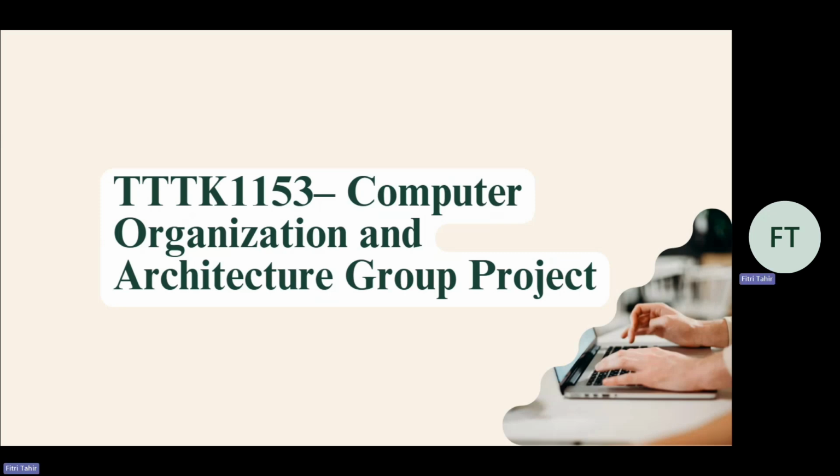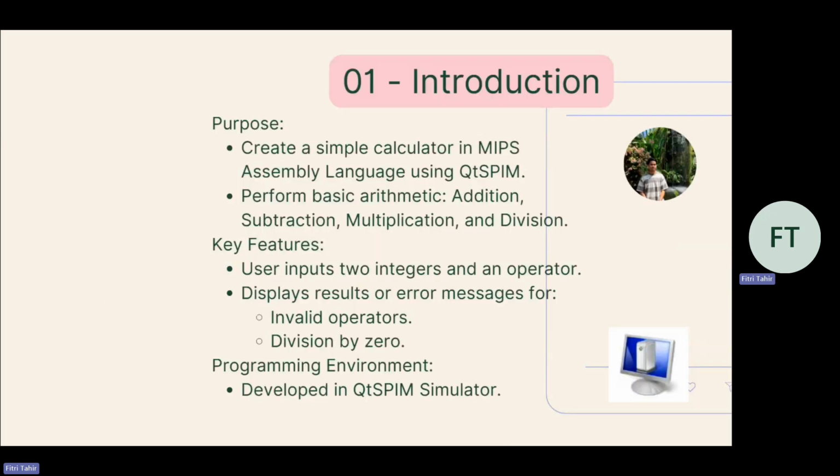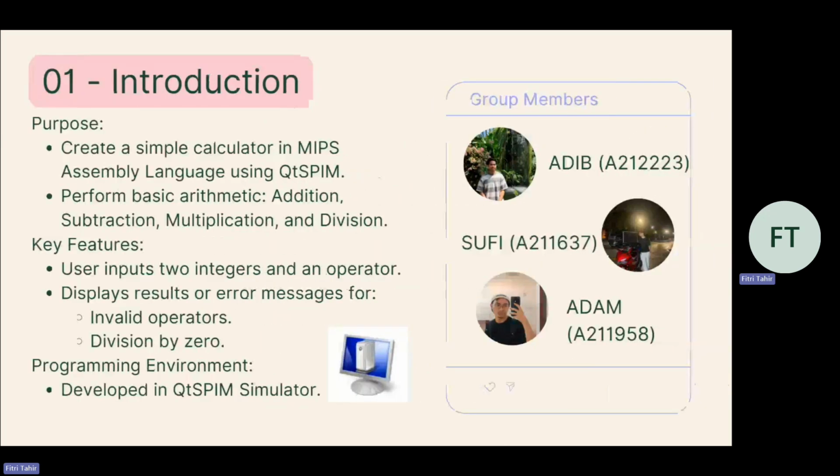So we choose project number 1, which is a simple calculator. The purpose of this project is to create a simple calculator in MIPS. Then it will perform basic arithmetic, which is addition, subtraction, multiplication, and division. The key feature of this project is that the user will input two integers and an operator. It will display results or an error message for invalid operators or division by 0.